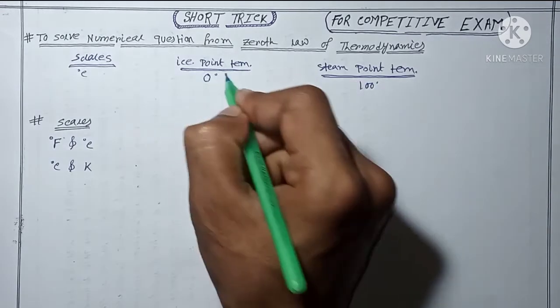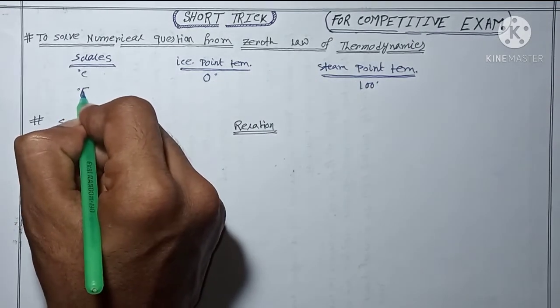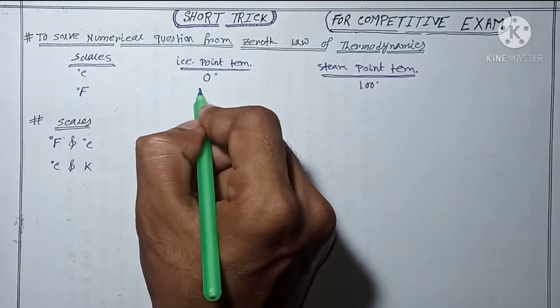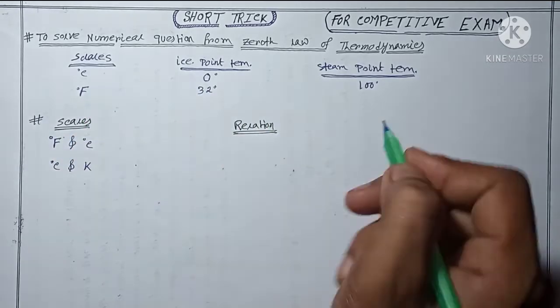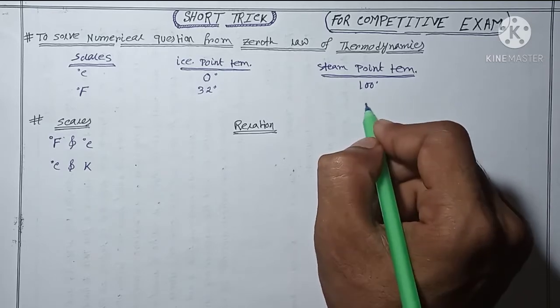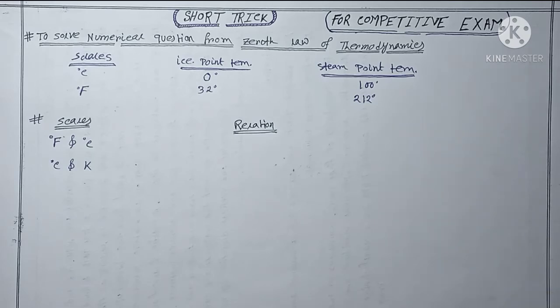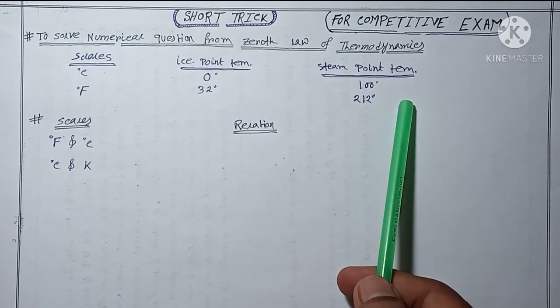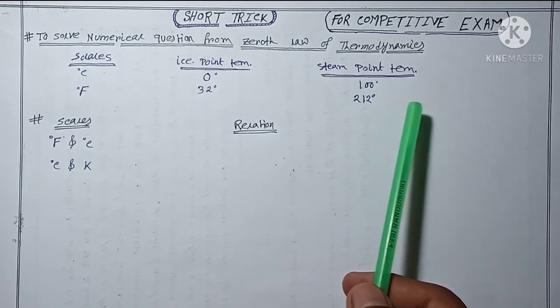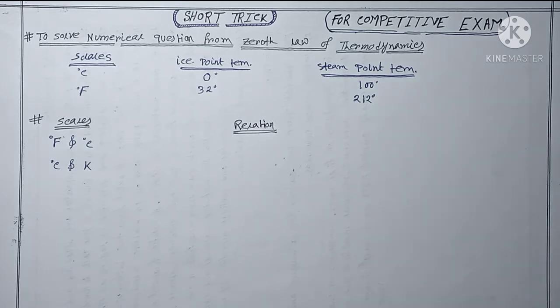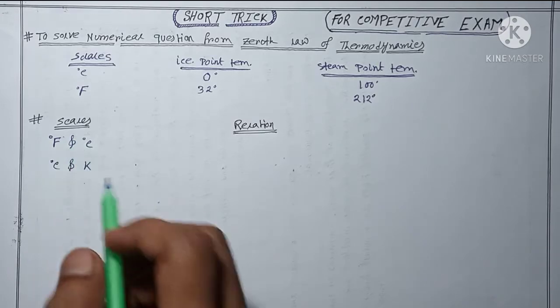Similarly, if I take the degree Fahrenheit scale, the ice point temperature is 32 degree and the steam point temperature is 212 degree Fahrenheit. This is only for your information, because it will help during the solving of questions. Now this one is our main topic.